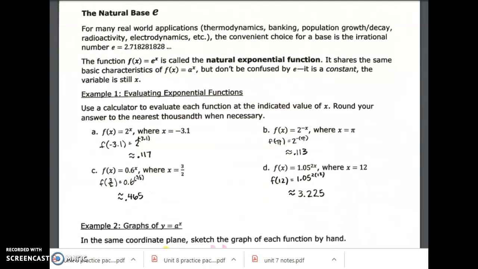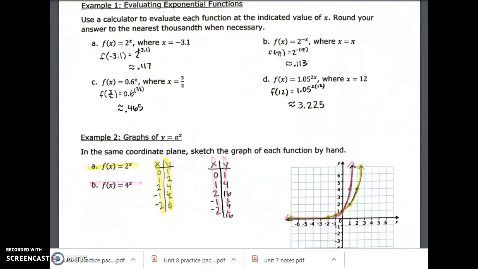Okay, so let's see what the problems are going to look like that you might have to do. So basically, an exponential function is anything where we have a variable in the exponent. We can simplify them by plugging in a number for that variable and then just putting that into our calculator exactly the way we see it. So I'll show you in Desmos how that's done.